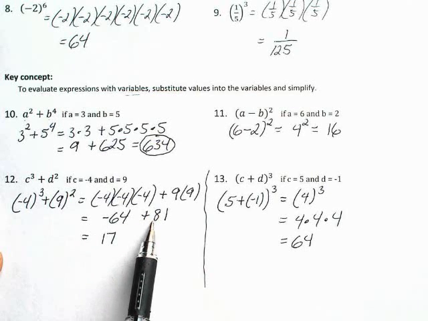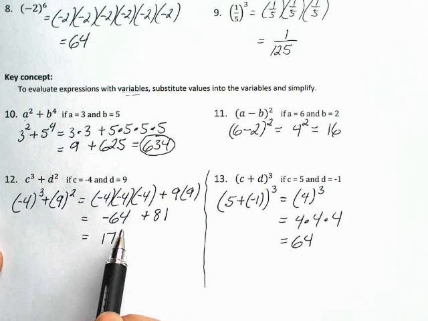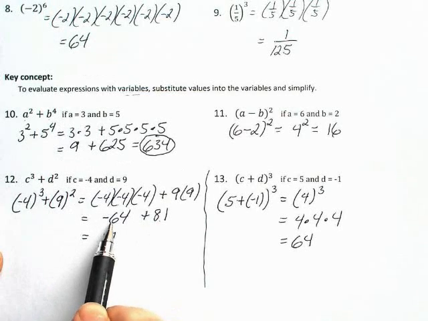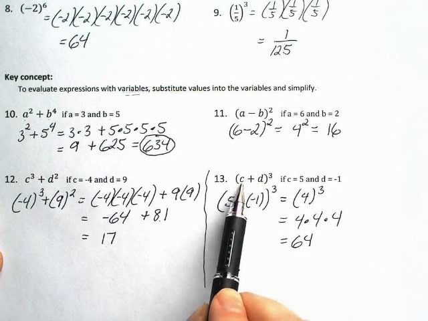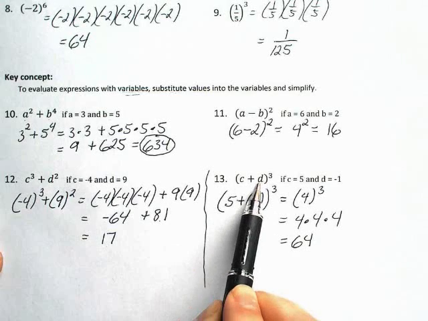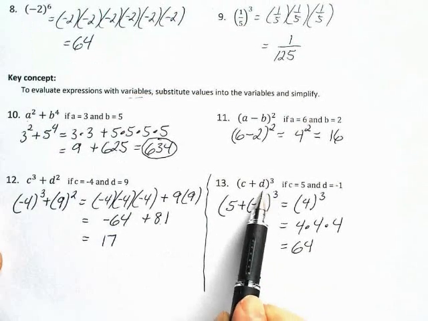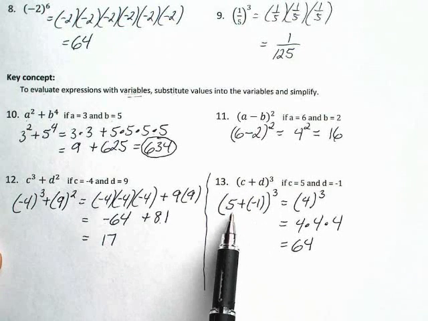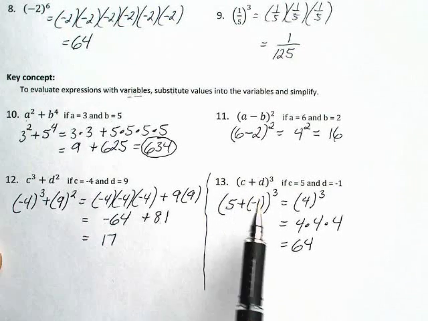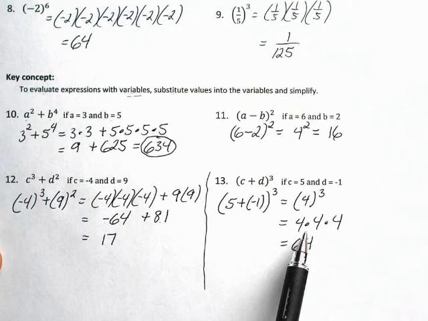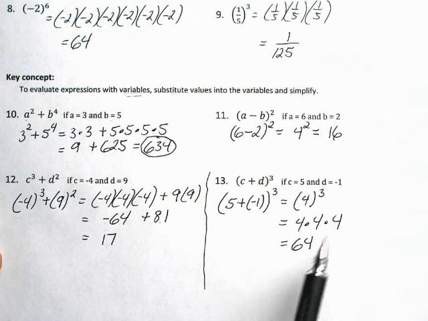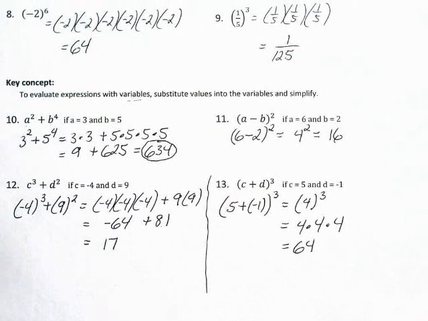Now this is a negative number and this is a positive number, so when you add these, you have to follow the rules for adding positive and negative numbers. You really end up subtracting 81 minus 64 to get 17. For problem 13, substitute a 5 for c and a -1 for d. And I wrote that here. And then 5 plus -1 makes 4. And so we need to evaluate 4 to the third power. 4 times 4 times 4 is 64.